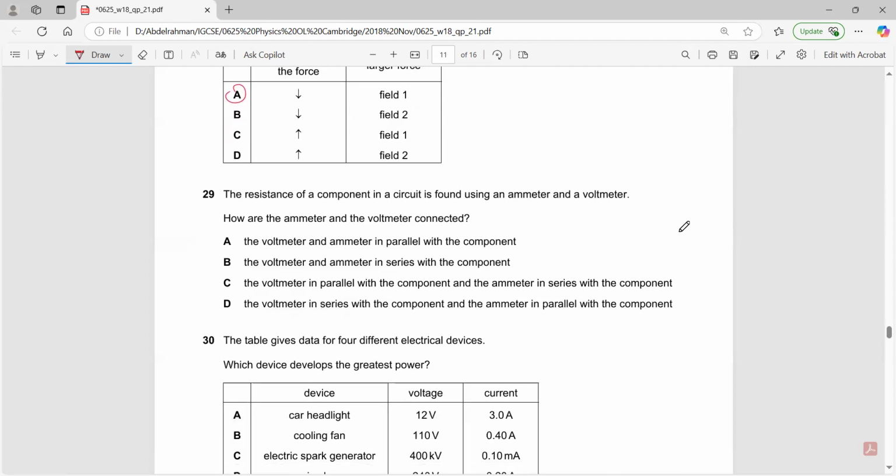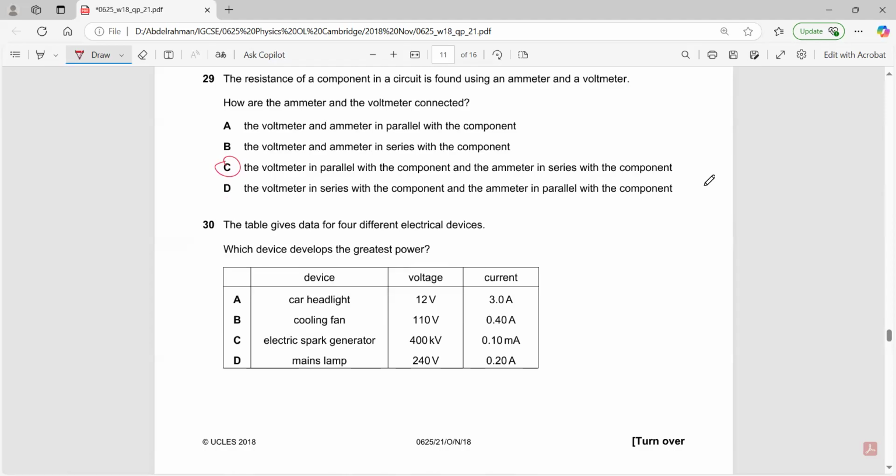Question 29. The resistance of a component in a circuit is found using an ammeter and a voltmeter. How are the ammeter and voltmeter connected? Definitely the voltmeter is in parallel while the ammeter is in series with the component. Voltmeter parallel, ammeter series. Which table develops the greatest power?